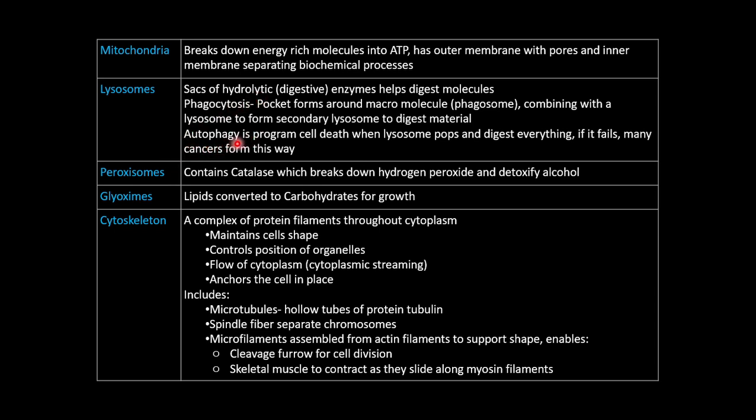Autophagy is a programmed cell death where lysosomes pop and digest everything. If it fails, many cancers form this way. In autophagy, the lysosome, which contains digestive materials, actually pops, and these digestive enzymes are then spread throughout the cell, destroying the cell. However, if autophagy cannot occur, then cancers form. Cancers replicate without any restrictions. So if a cell cannot program its own death, then it will continue to replicate, and that mutated gene will continue to spread.